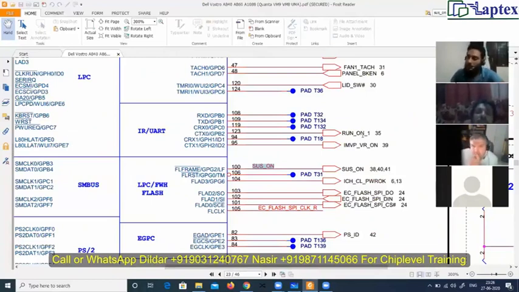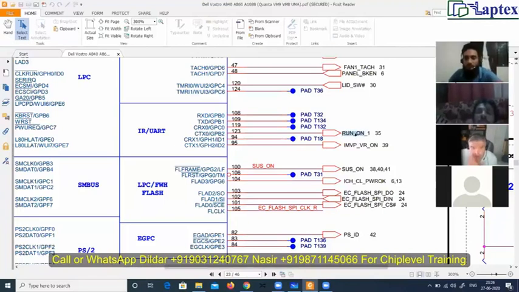This is the run-on. My run-on supply was not getting on. But my SUS-on supply was available, but my run-on supply was not available. Now let me search it. Run on. Run on one.